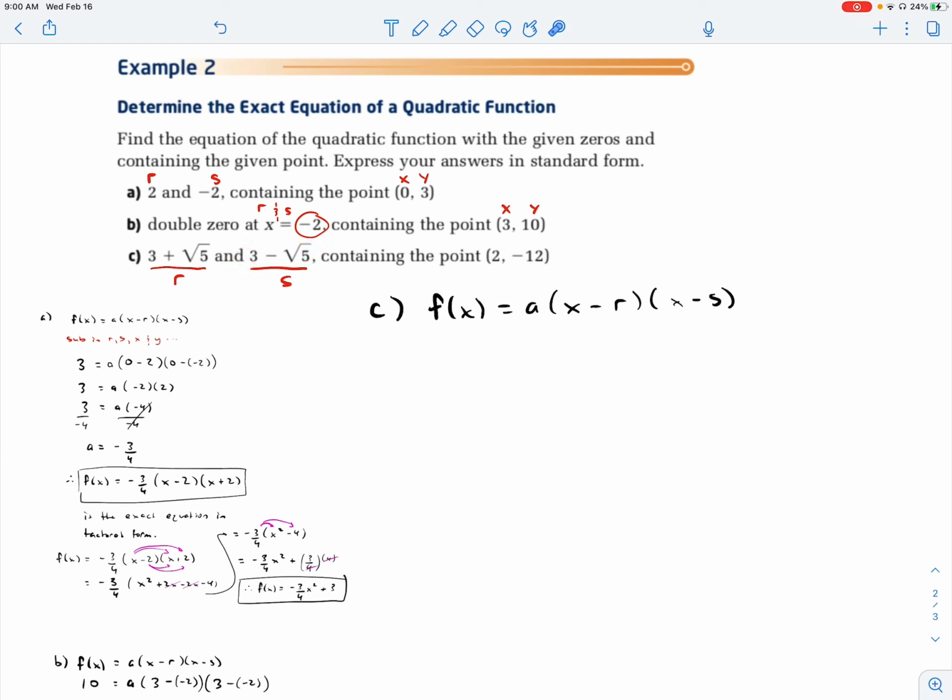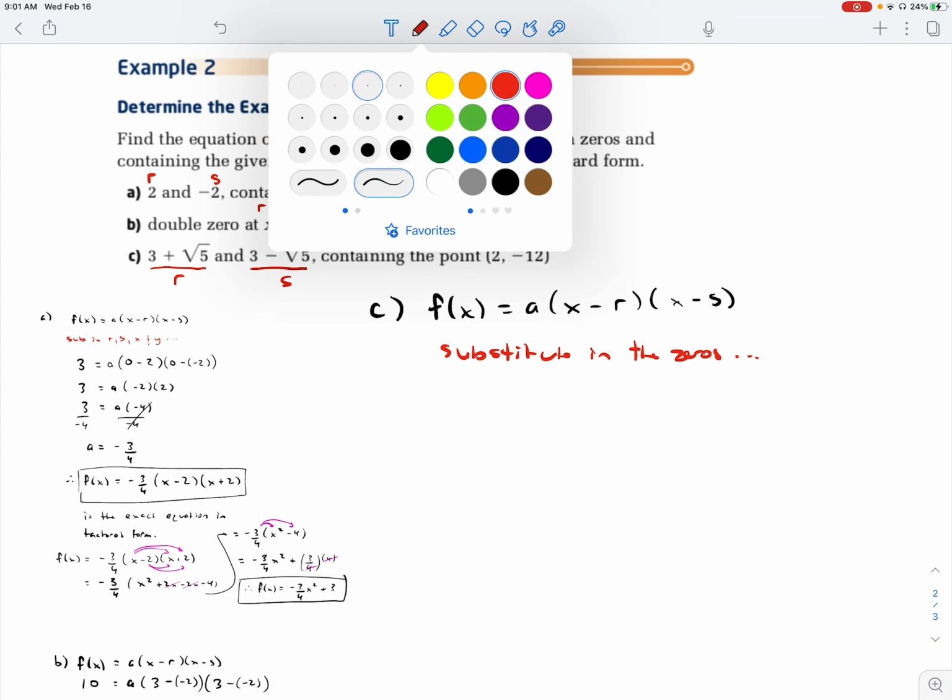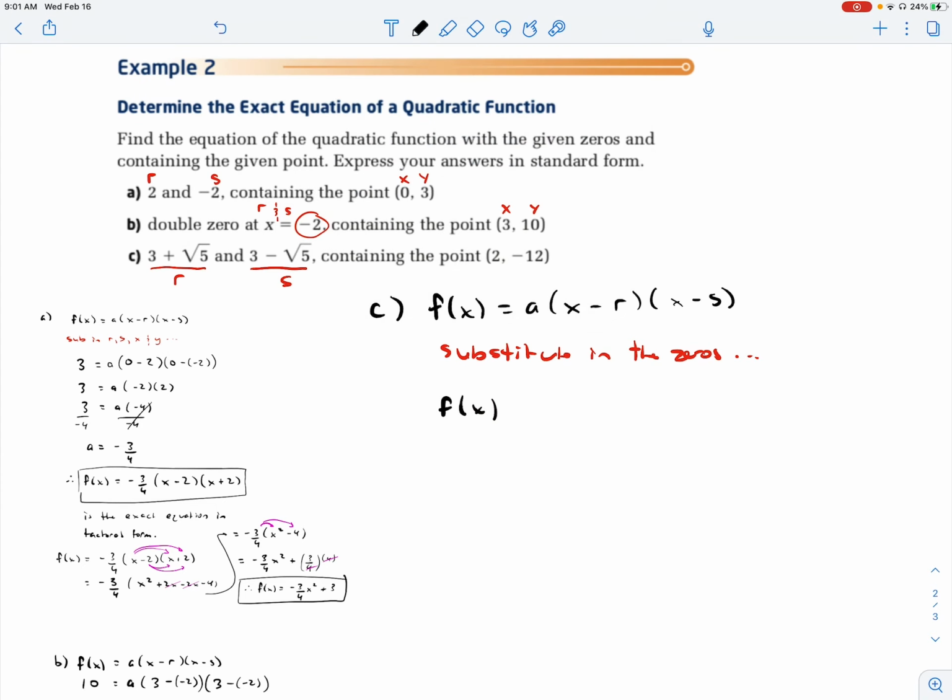All right, so I'm going to do this one a little bit differently. I'm not going to sub everything in like we normally do into the first line to find A. I'm going to take my time a little bit with it. So all that I'm going to do is I'm just going to plug in the zeros. So we'll substitute in the zeros. Okay, so we'll leave f of x as f of x and A.